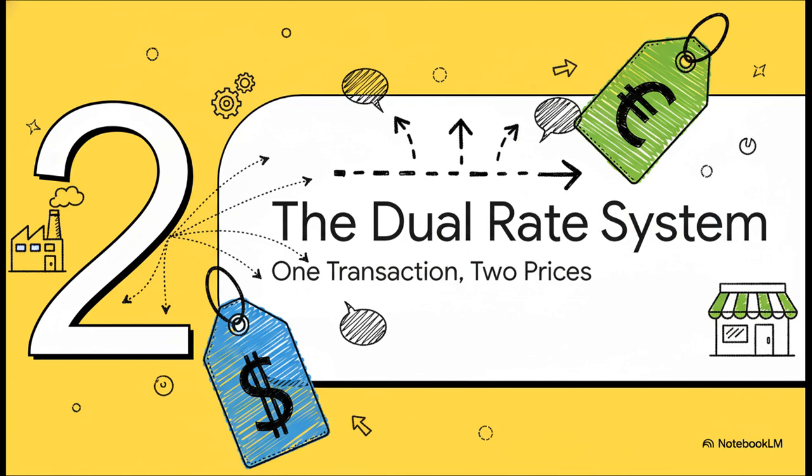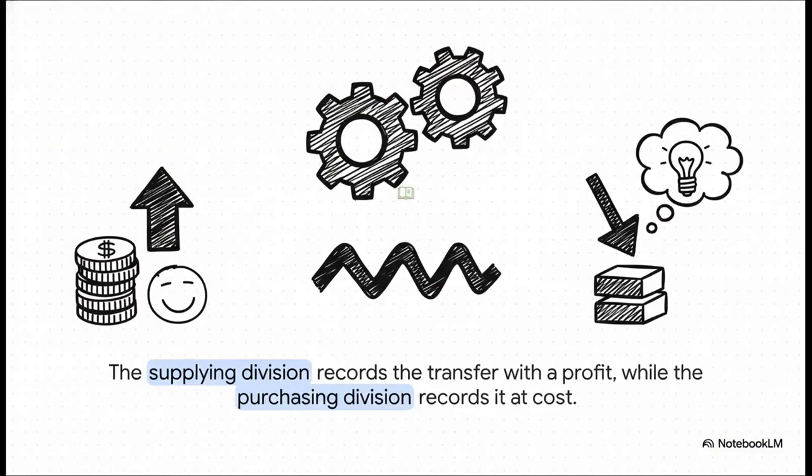Our first potential solution is the dual rate transfer pricing system. The name kind of gives it away. It's one transaction, but it's recorded at two different prices. The core logic here is brilliantly simple.